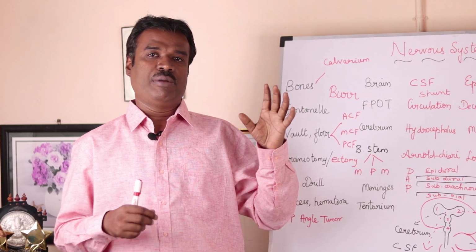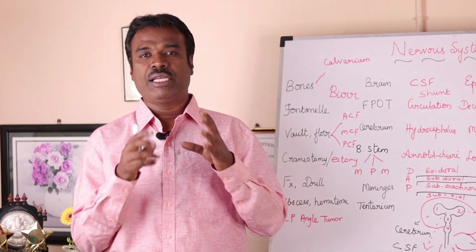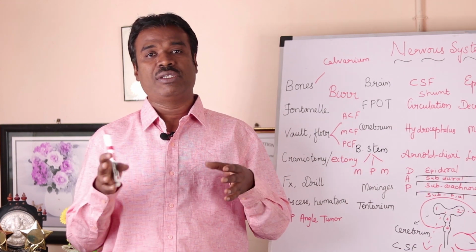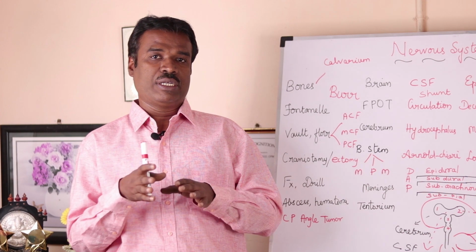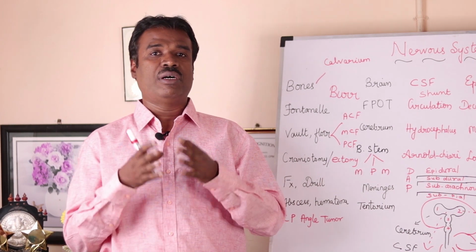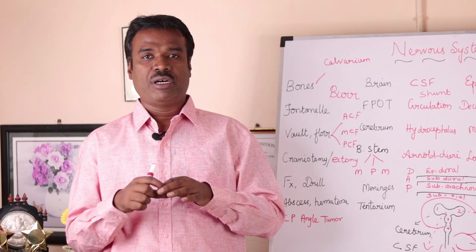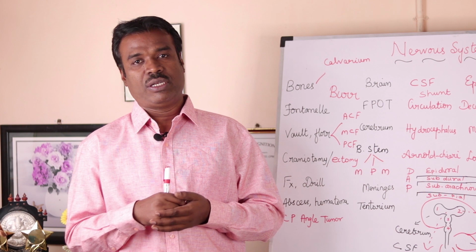Now coming to the cerebrum, it is in the form of two lateral hemispheres. Each of these hemispheres includes a cavity called a lateral ventricle. These two lateral ventricles are spaces within the cerebrum that give rise to a third ventricle, and from the third ventricle there is another cavity called the fourth ventricle.